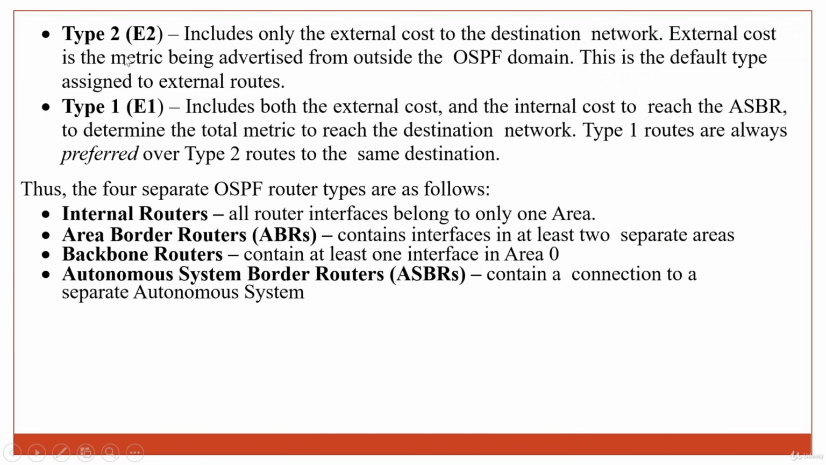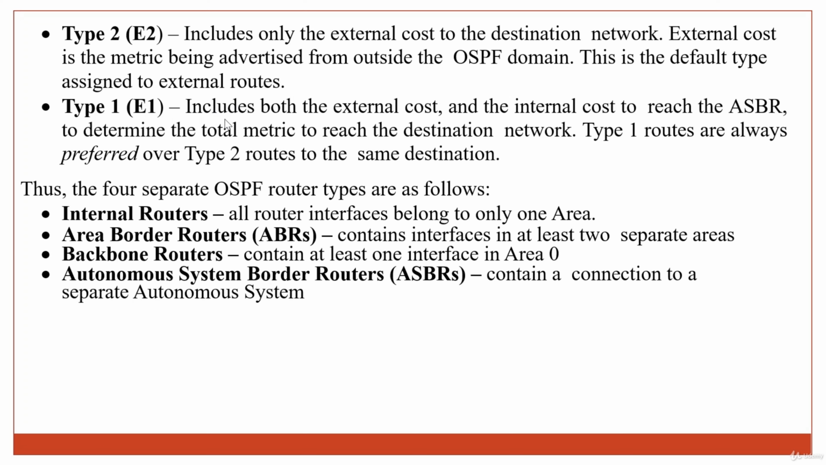Now in that case, we have E1 and E2 types of routes. Now what is E1 and E2? Here you can see by default it will be OSPF external type 2, that is the E2. So it includes only the external cost to the destination network. External cost is the metric, the cost advertised from outside the OSPF domain. This is the default type.